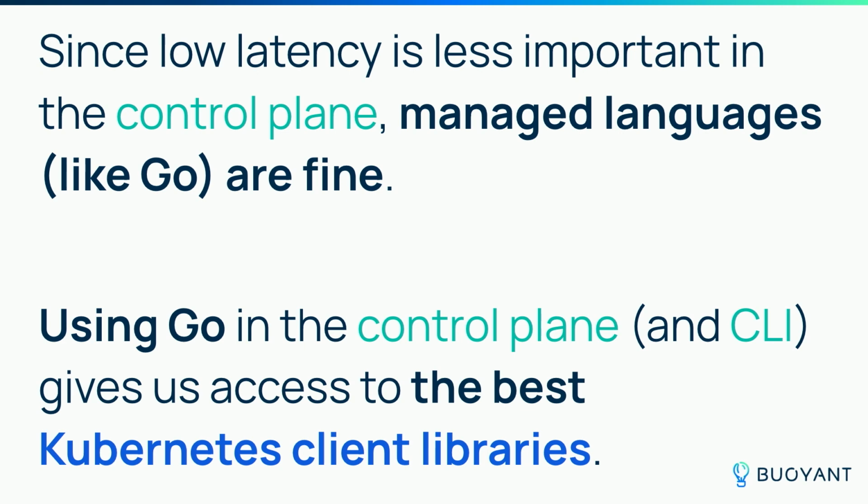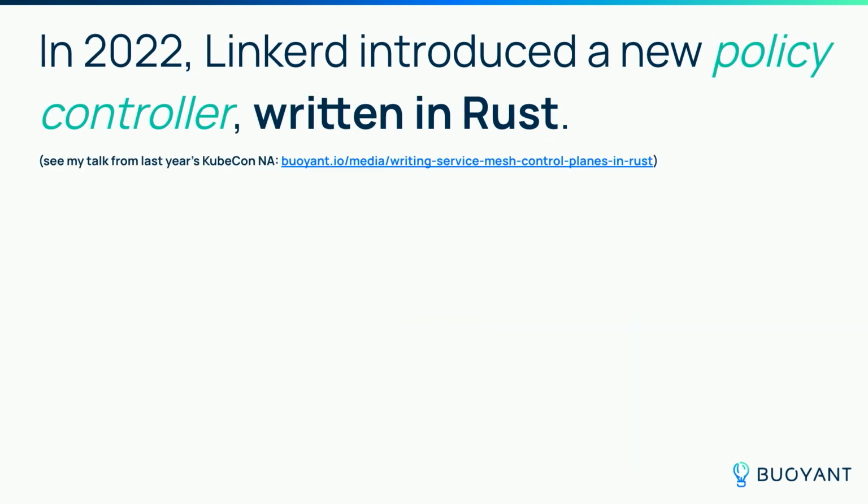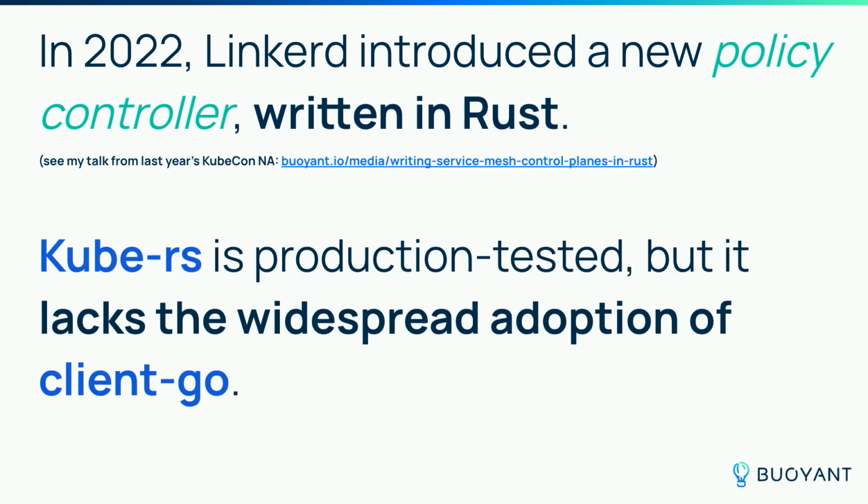We used Go for the control plane and the CLI because this let us very easily integrate with the rest of the Kubernetes ecosystem, which is very Go heavy. And we were able to get access to a lot of good libraries for interacting with the Kubernetes API, which is what the control plane primarily does. But with that said, in 2022, we introduced a new policy controller into the control plane, and we wanted to see what it would be like to write a piece of the control plane in Rust. In order to do this, we used a library called kube-rs, which is for interacting with the Kubernetes API. It's a Rust library, the equivalent of client-go from Go.